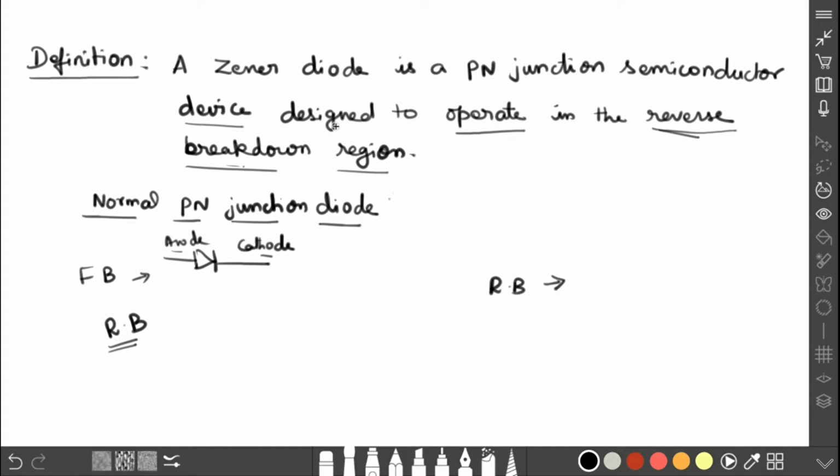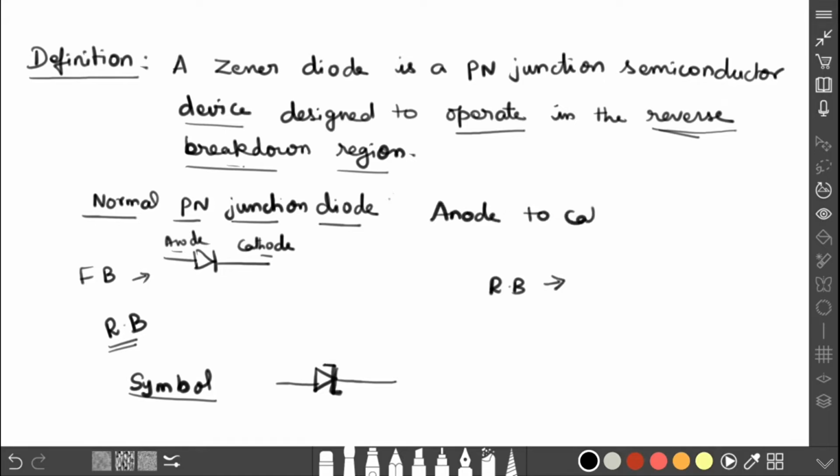Now I have written the symbol for the normal PN junction diode. So what is the symbol for the Zener diode? The symbol for the Zener diode is like the normal PN junction diode. Here one line will be there in the normal PN junction, but here the symbol is represented like a Z symbol. That means the current flows in both directions. In the case of the normal PN junction diode, as I already mentioned, the current flows from anode to cathode.